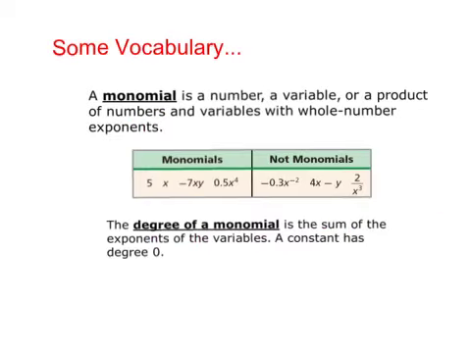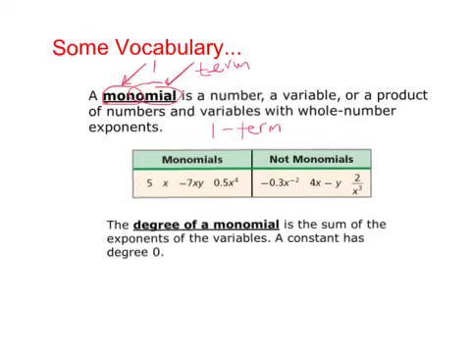The first thing is we need to cover some vocabulary, and the first thing that we're going to talk about is what we call a monomial. If we look at the roots of this word, mono means one, and nomial means term. Our definition is a number, a variable, or a product of numbers and variables with a whole number exponent. But what I really want you to understand is this is one term. We've talked about terms before, but a monomial is basically something that has one term.